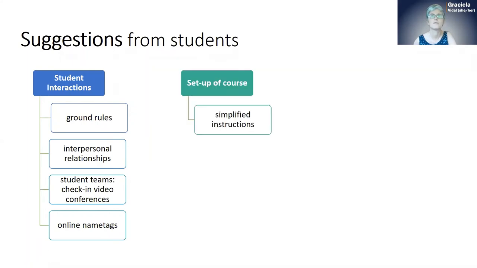Regarding the setup of the course, they did ask for even more simplified instructions. Even a student interview yesterday said that multiple emails with the same but edited information could feel overwhelming at times, and that due to COVID, their bandwidth was much lower than faculty thought it was. They also mentioned that we could use students to help as TAs.